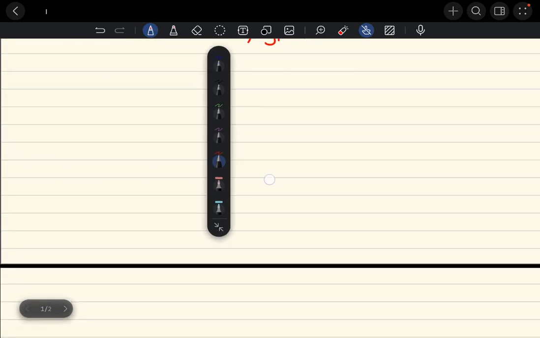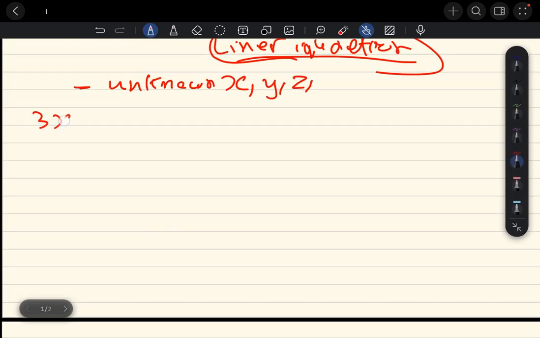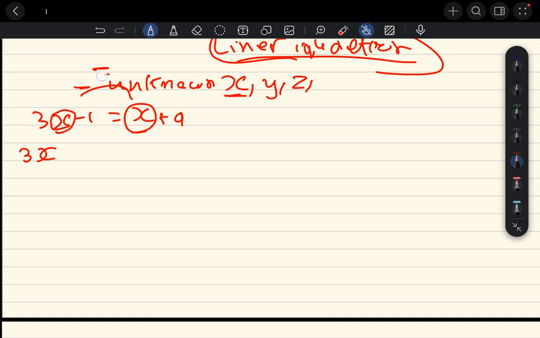Let's get an example: 3x minus 1 equals x plus 9. We have both variables. What is the unknown here? The unknown here is x. So what we're gonna do is collect like terms. The 3x, when you go to the other side, is gonna be minus x. So minus x equals this one, it's -1. When you put it on the other side, it will be plus 1. So 9 plus 1, 3x minus x.